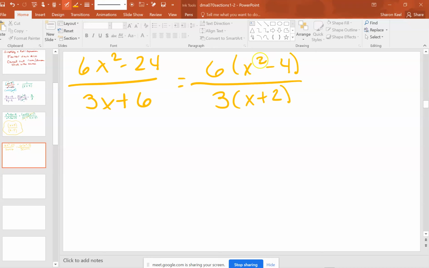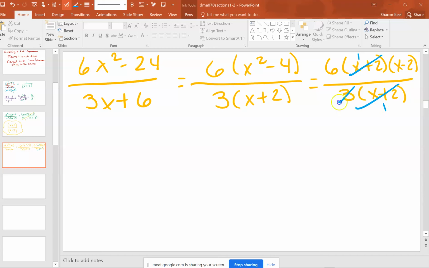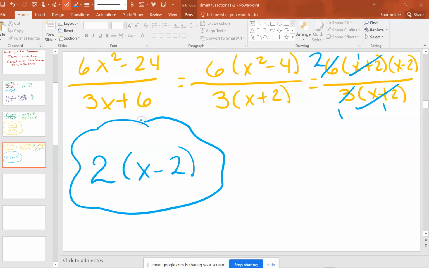Can this difference of squares be factored? Yes. So I've got an x plus 2 and an x minus 2 over 3 and then the x plus 2. I'm going to cancel out the x plus 2, and 3 goes into 3 once, it goes into 6 twice. So I'm left in the numerator with a 2 and an x minus 2. Everything in the denominator canceled out. So that would be my final solution.